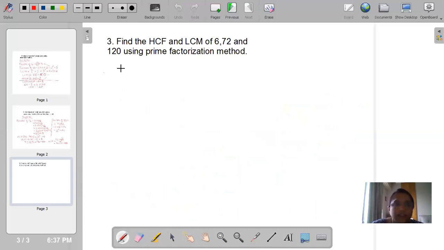Here the difference is 3 numbers are given. Let us find out by using the same method. The relation HCF into LCM is equal to A into B is applied only when there are 2 numbers. It is not applied for 3 numbers. Remember that. So factors of 6 is equal to 2 into 3.